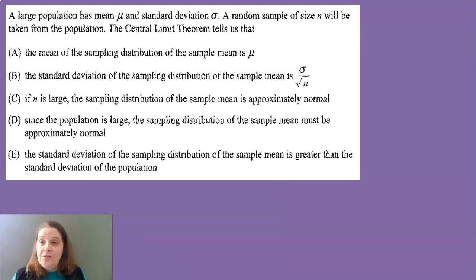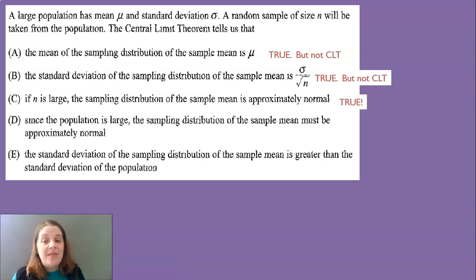Okay? All right, so the first answer choice here says the mean of the sampling distribution of the sample mean is mu. All right, now that is true. That is a fact. Truth. Check mark. But that's not what the central limit theorem says. Okay, so we're going to have to be really careful on these answer choices. Some of them may be true, but it's not asking us which statements are true. It's asking us, what does the central limit theorem tell us? Okay, the standard deviation of the sampling distribution of the sample mean is sigma over the square root of n. Okay, that's also true, but that's also not what the central limit theorem says. Okay, if n is large, the sampling distribution of the sample mean is approximately normal. That's true, and that is what the central limit theorem tells us.